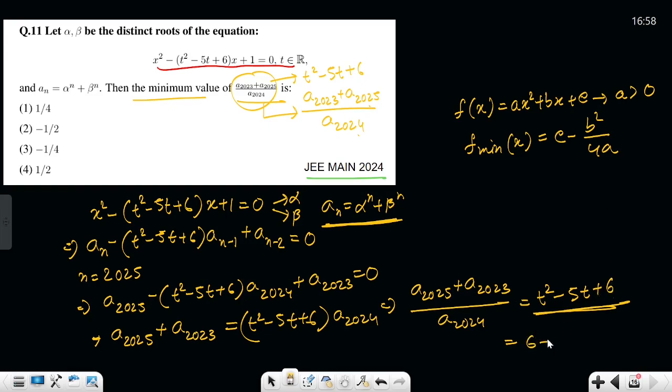Minus, now what is b here? b is minus 5. So minus 5 whole square is 25 divided by 4 into a. a is equal to 1, so 4 here. So what we will get? We will get minus 1 by 4 and our option is option 3. That is so simple, right? We got the answer.